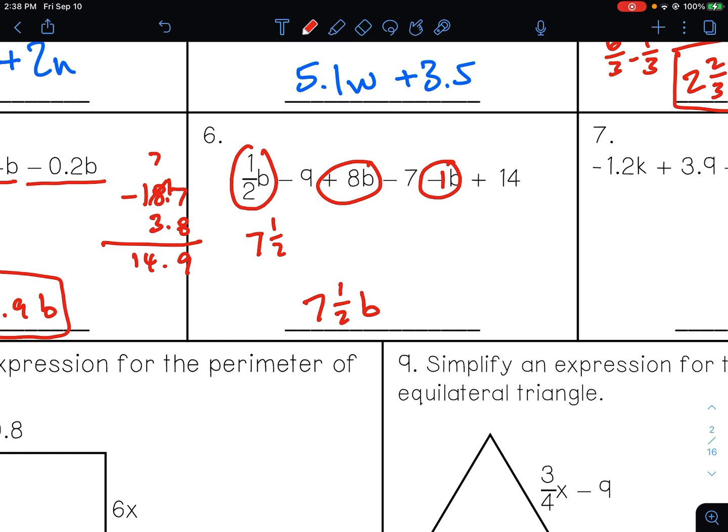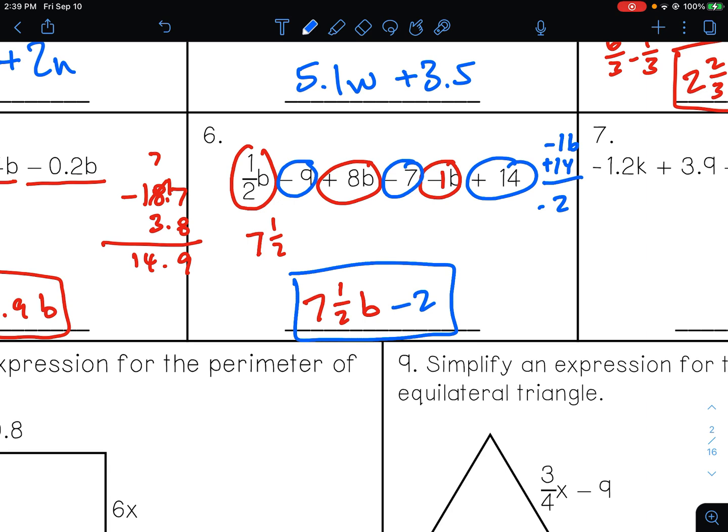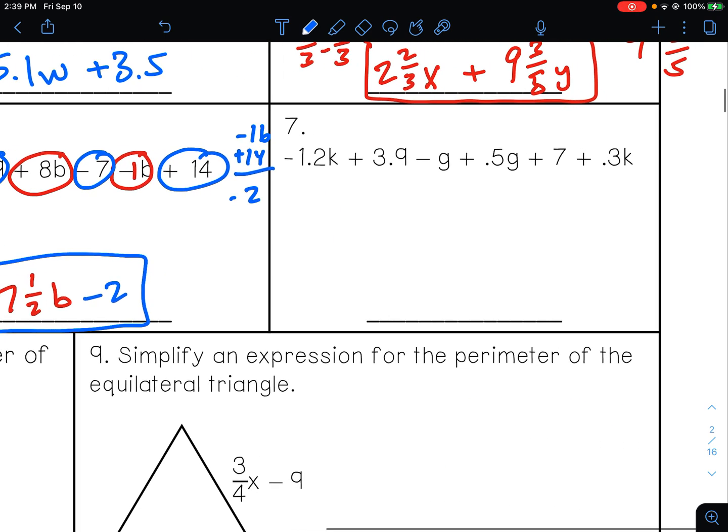And let's take a look. Our other term is negative 9, negative 7, and plus 14. It's only one other type of term. So negative 9 and negative 7, if I combine those two, I should get negative 16. So negative 16 plus 14, well, I need to subtract, and I take the sign of the bigger number, so I get minus 2. 7.5b minus 2.